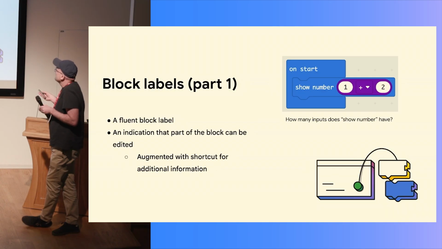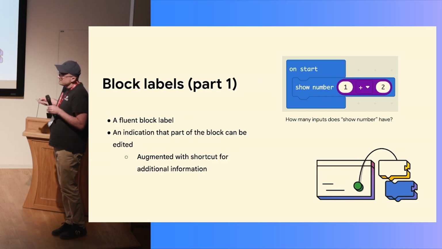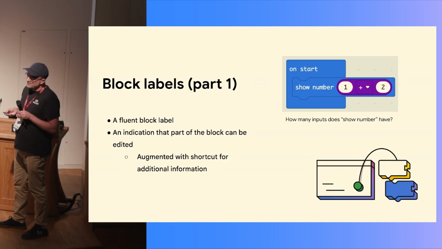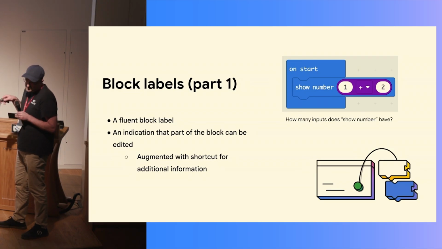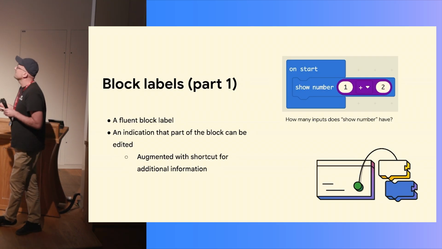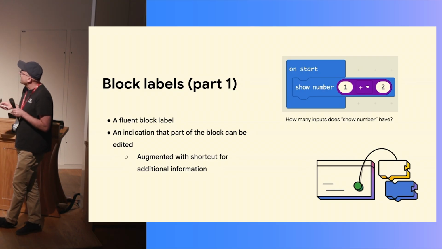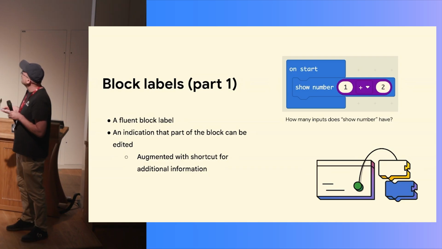How many inputs or editable things are there in that block? As we started to add those sorts of details, we found that that could be too much information. And focusing on the fluency was much easier for people to understand the program. But you do need some kind of indication that a part of a block can be edited, that it's worth navigating into that block to find out more.